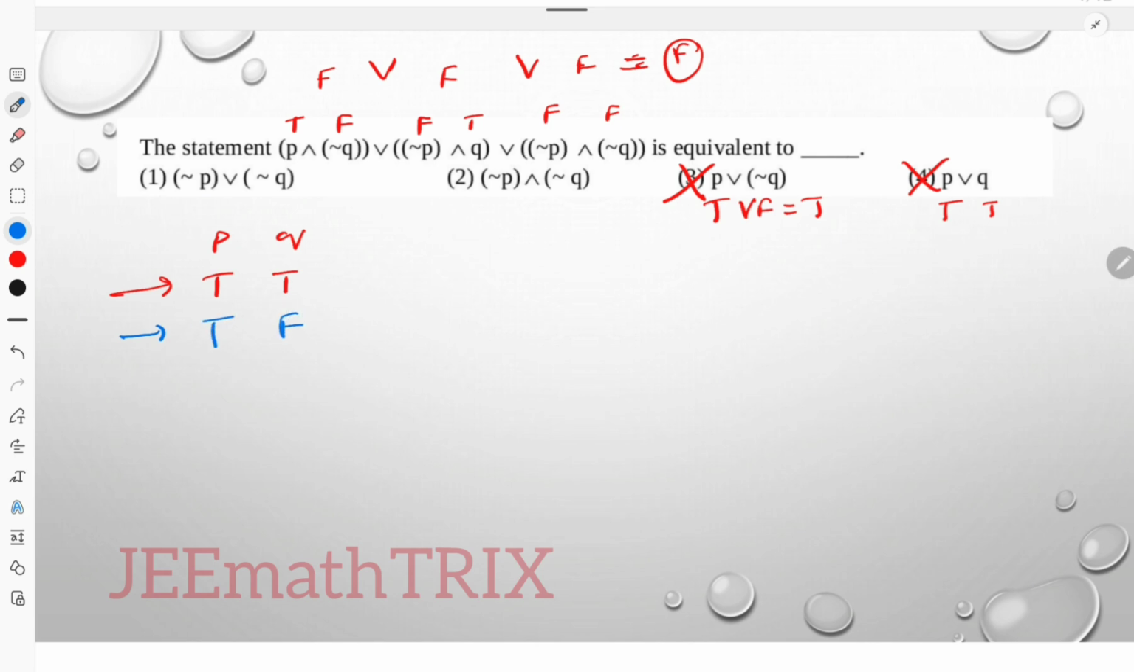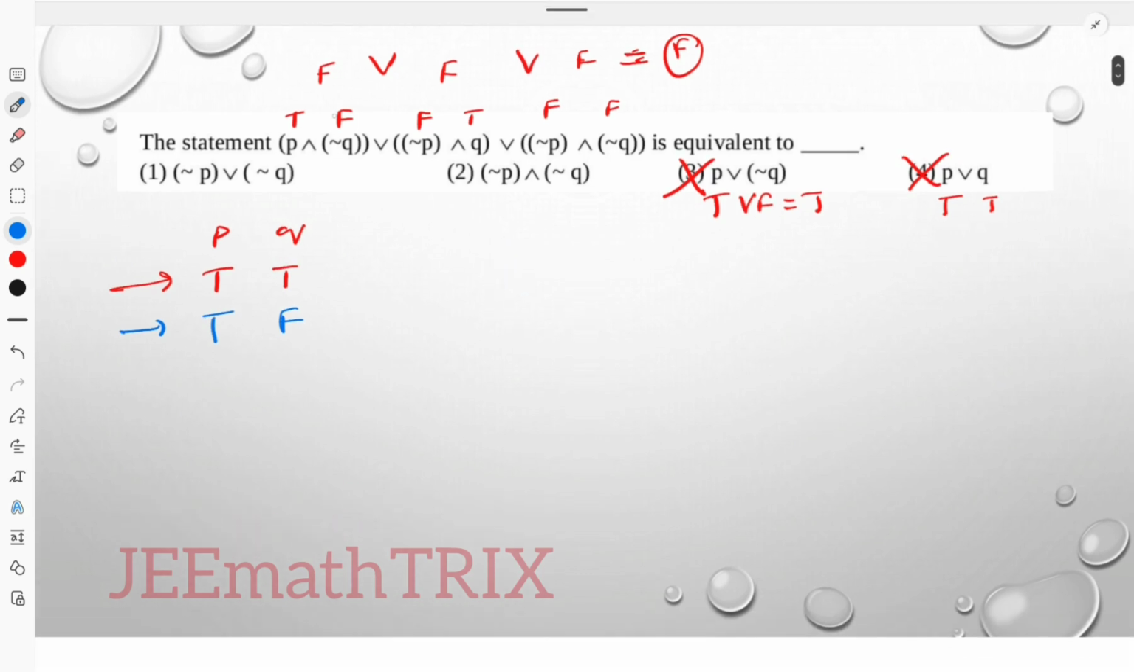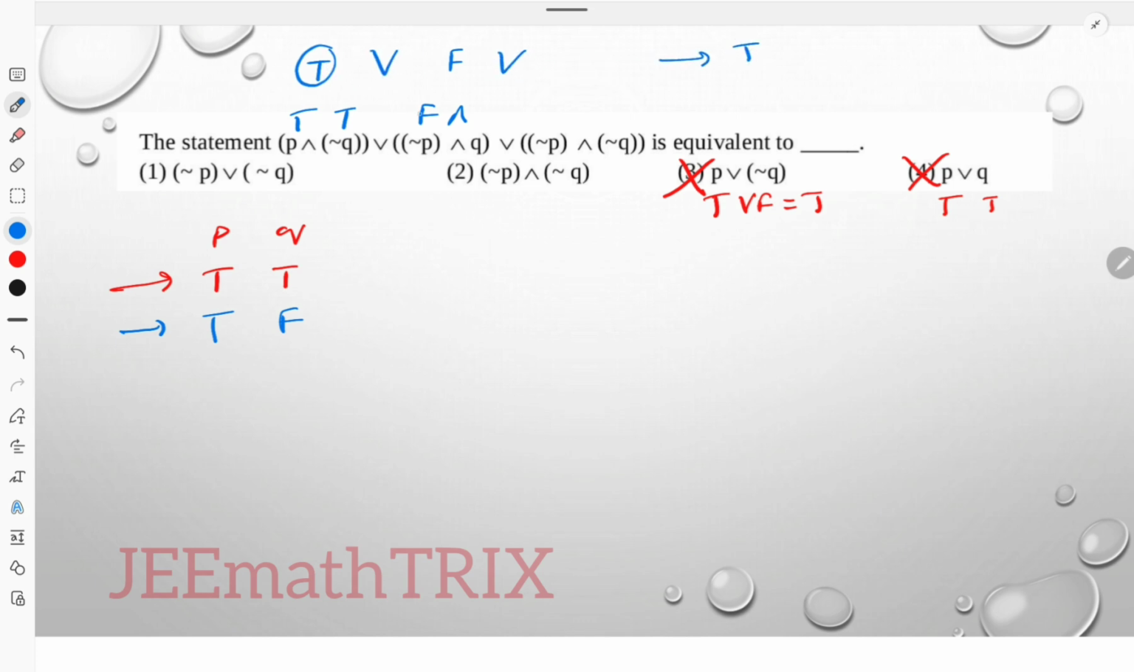Go back to our discussion in the given one. P is true, Q is false. So negation of Q will be true, so the and will be true. Negation of P is false, and false and with anything will be false. Next, one thing is that true or with anything, the final result is going to be true. You need not calculate the many parts. So in this case, the final result is true.